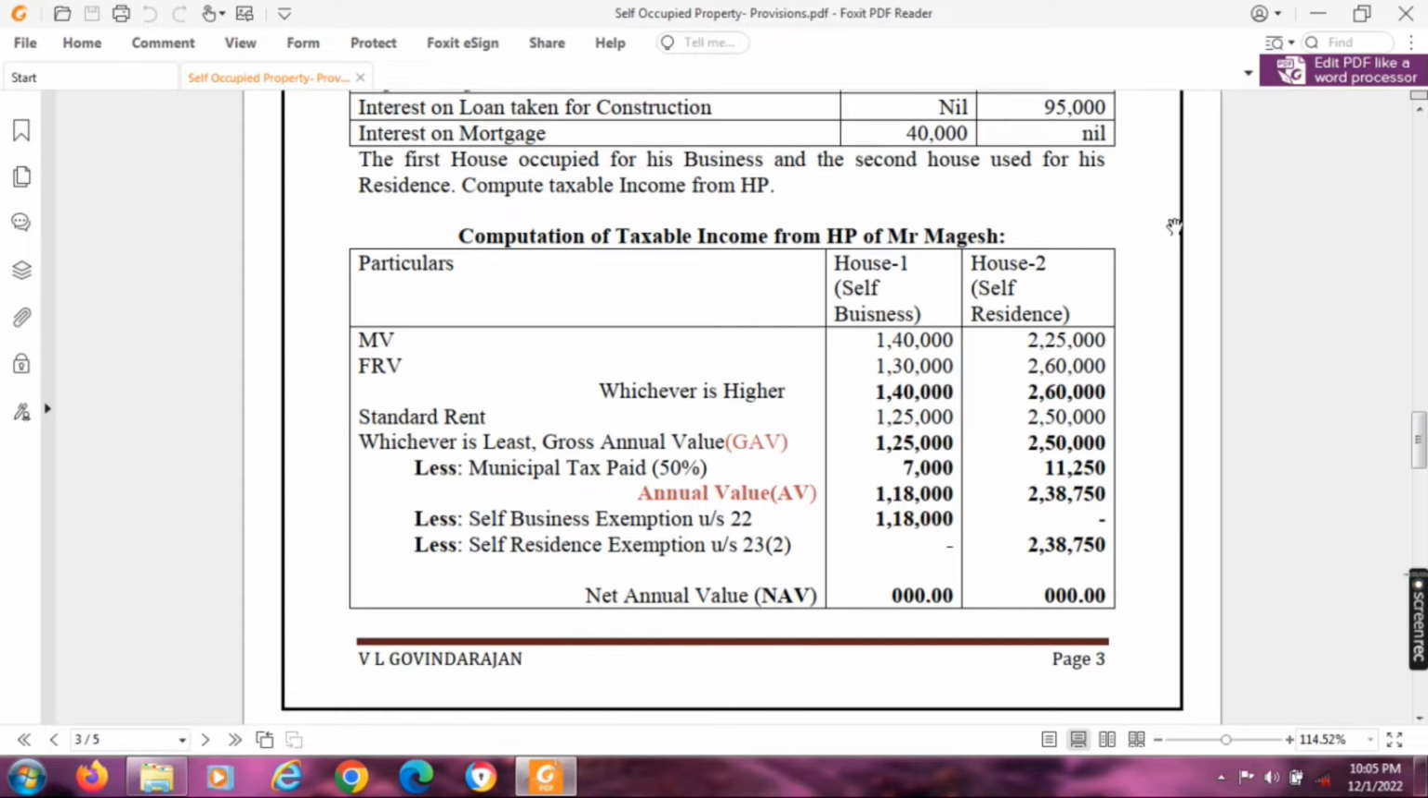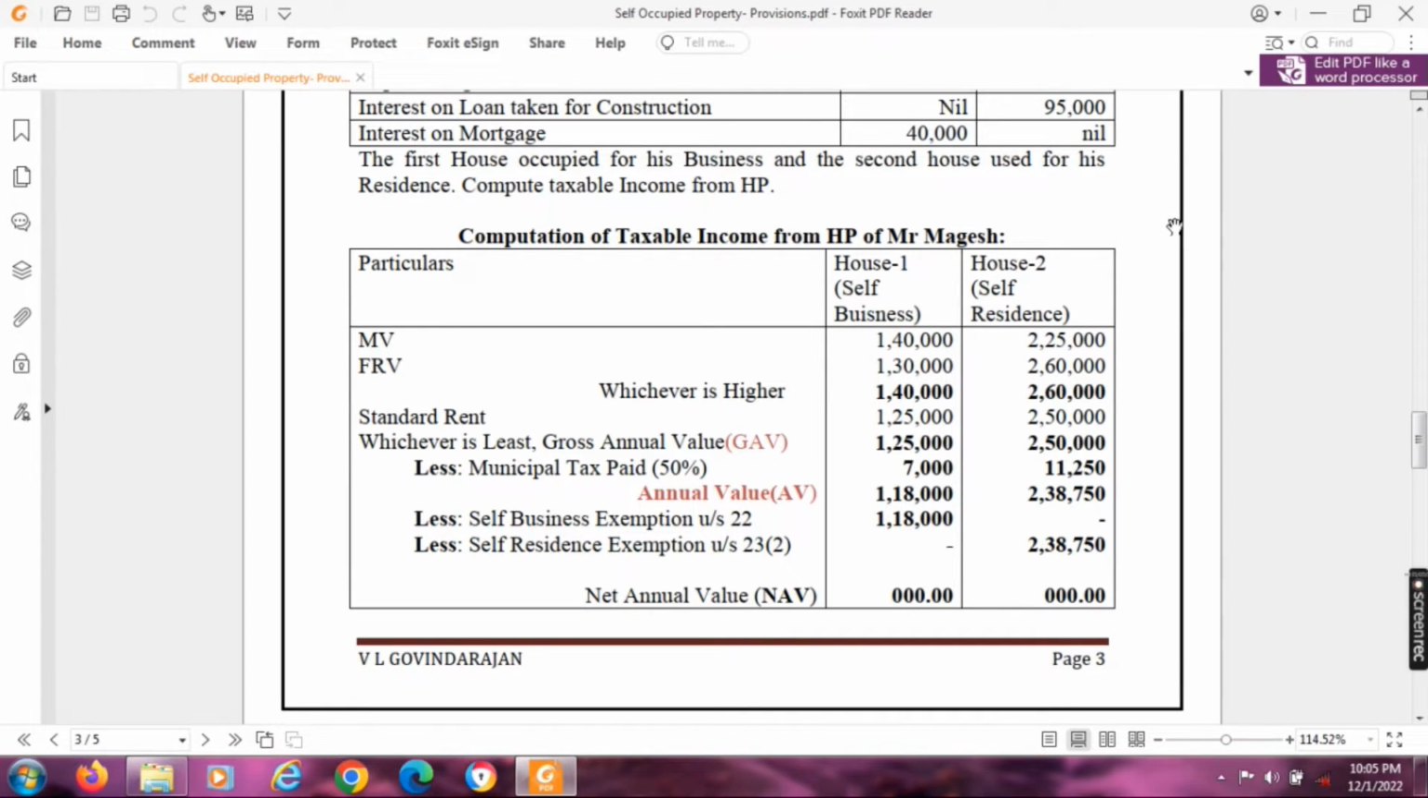Municipal value or fair rental value, whichever is higher. I have to compare the standard rent, whichever is least. That value is called gross annual value. Less municipal tax paid, only 50% paid. Totally 14,000 for the first house and 22,500 for the second house. So half of the amount only is allowed as a deduction. So the balance value is annual value.